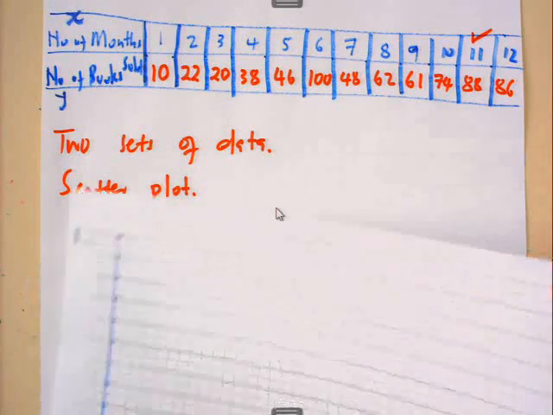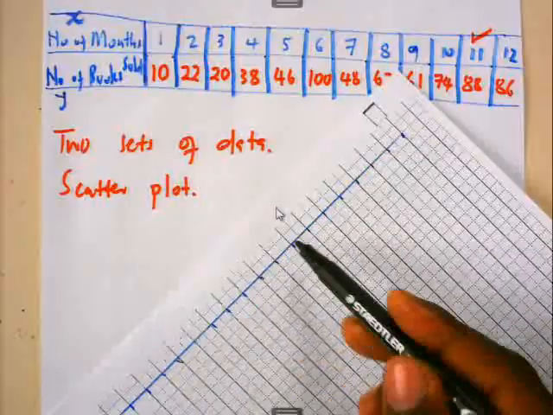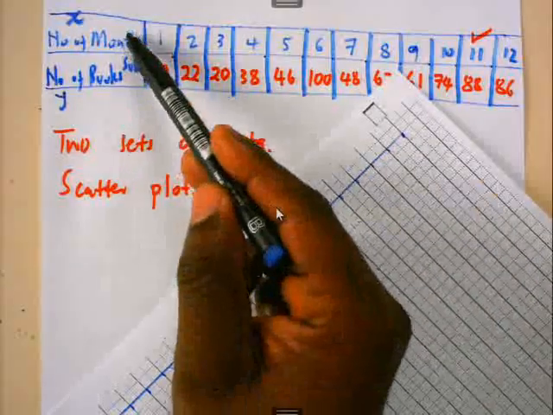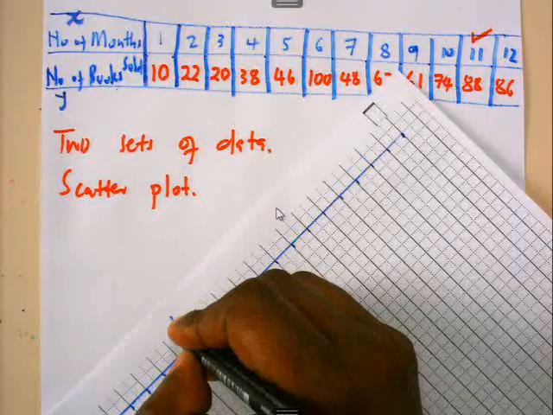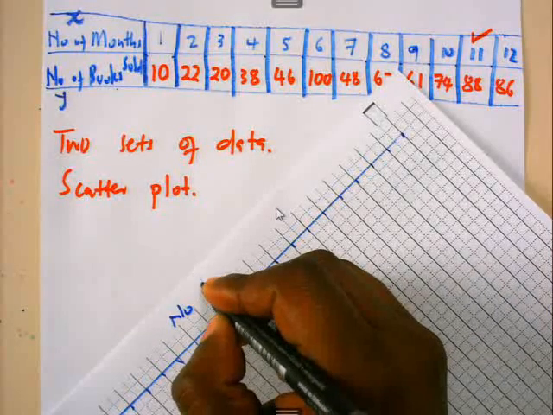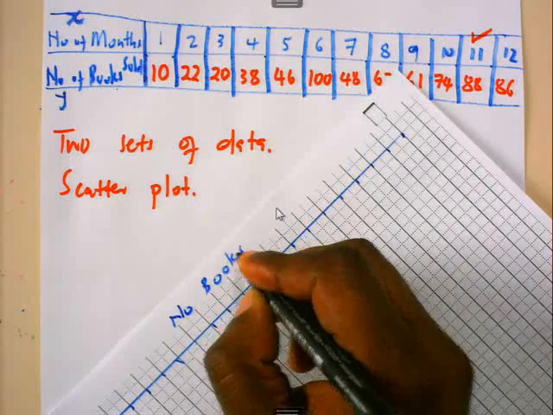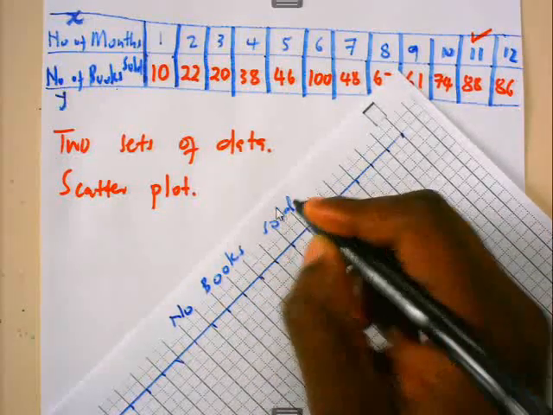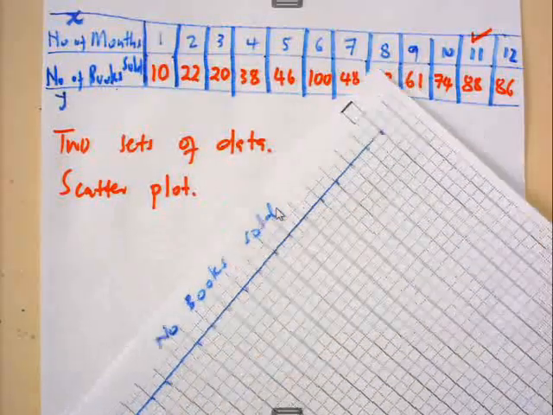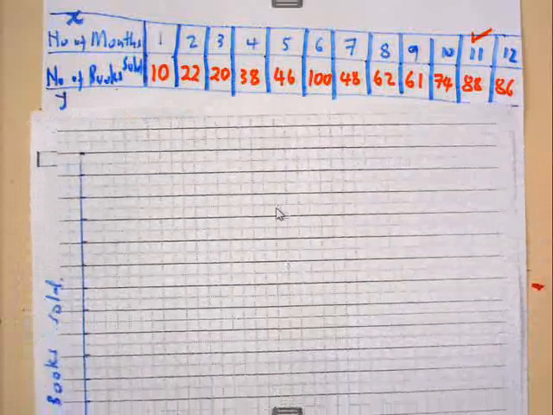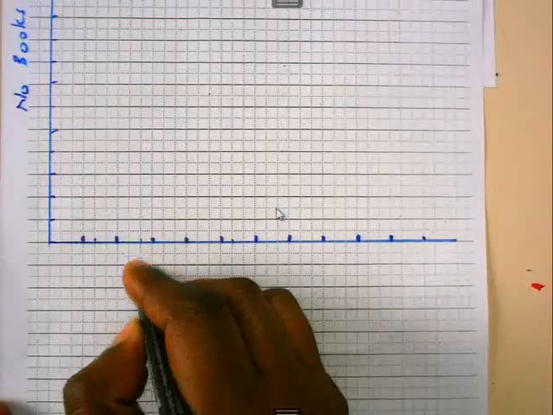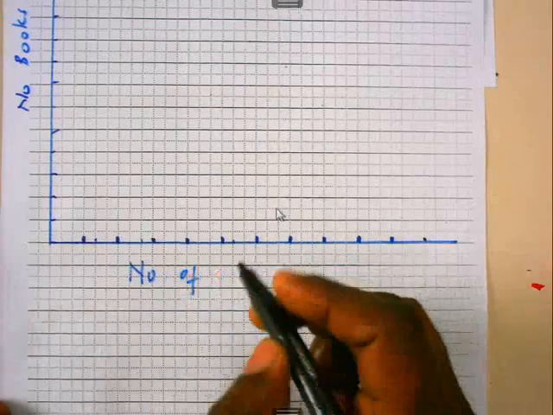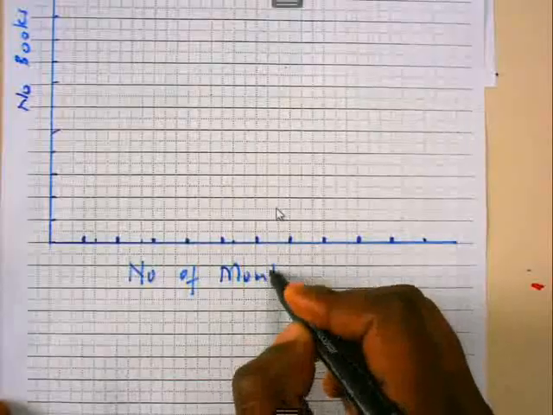This will mean that on the y-axis here, what do we have? If this is x and this is y, on the y-axis here, what we have is the number of books sold. Are you happy about that? This side, we are going to have the number of books sold as our y-axis. But the horizontal line, this one now will be what? The number of months.